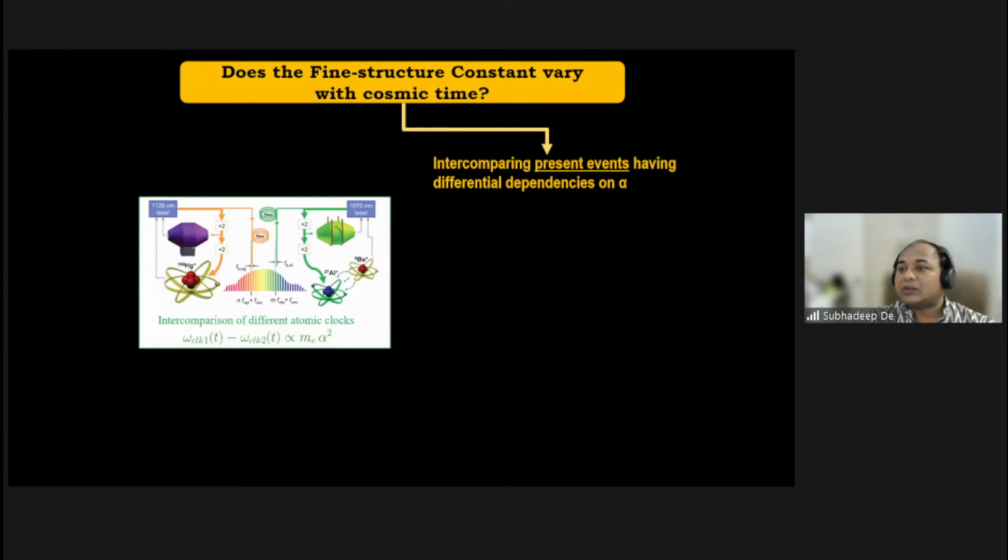One is optical clock comparison. So I have an optical clock here. There is probably another optical clock, let's say, somewhere else in the world. And then a very accurate measurement of these clock transitions. I will explain it in more detail later on. And then comparing that over some small period of time can also tell whether alpha is varying or not.